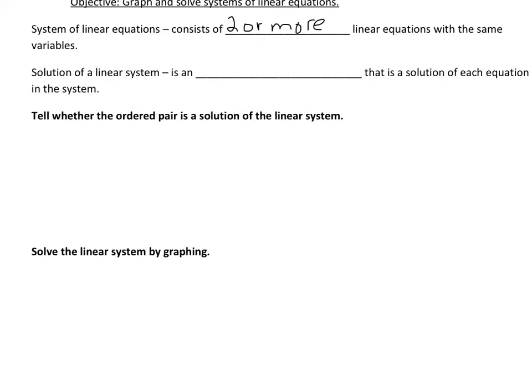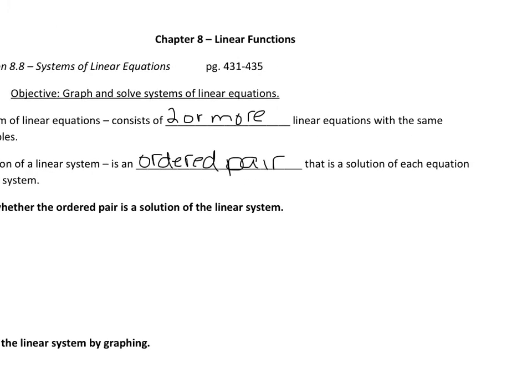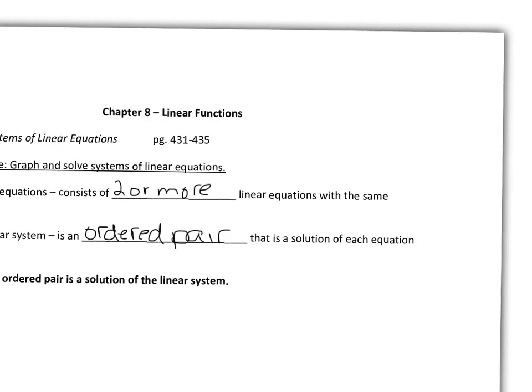So basically I'm looking at two lines and they both have an x and a y, or they both have an a and a b. Now, if we're talking about the solution of a linear system, it's going to be an ordered pair that is a solution of each equation in the system. So this would probably be easier to look at as a picture.